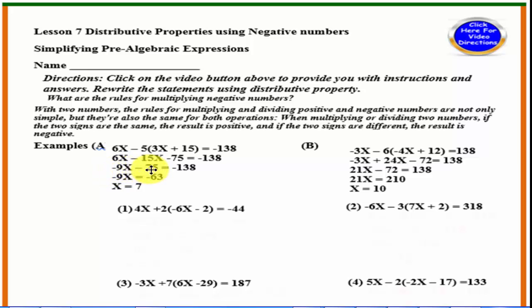So we're going to add, on the next line here, a positive 75 to this side, and we add it to this side. So we have negative 9x equals negative 63. And then we're going to divide a negative into a negative, so we know it's a positive. So 9 goes into 63 7 times. Okay, let's look at example B.